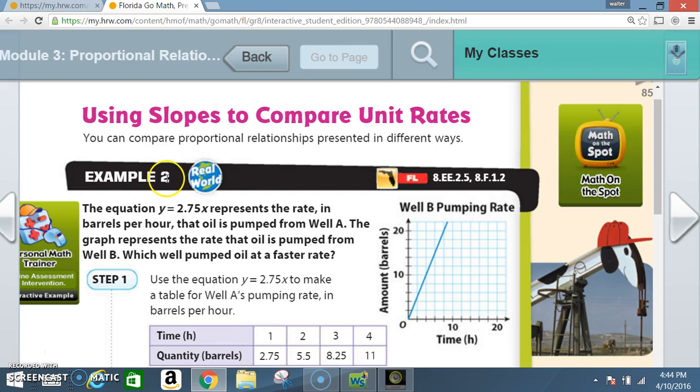All right, now after viewing the video, to do example 2 should be a little bit easier to understand from the textbook. The equation y is equal to 2.75 times x represents the rate in barrels per hour that oil is pumped from well A. The graph represents the rate that oil is pumped from well B.